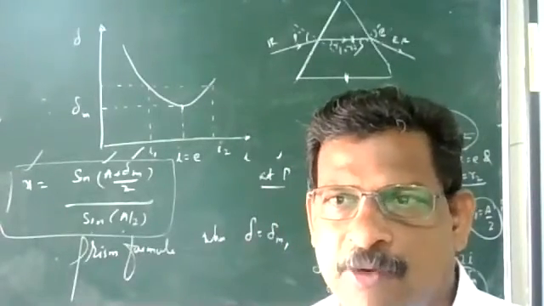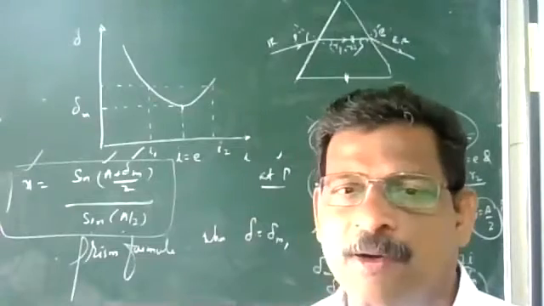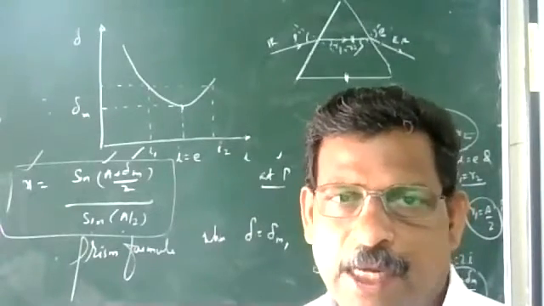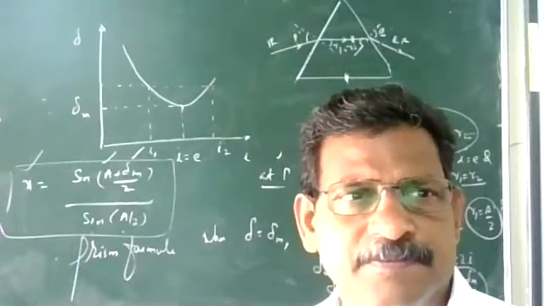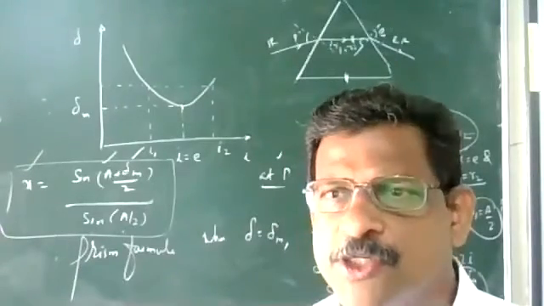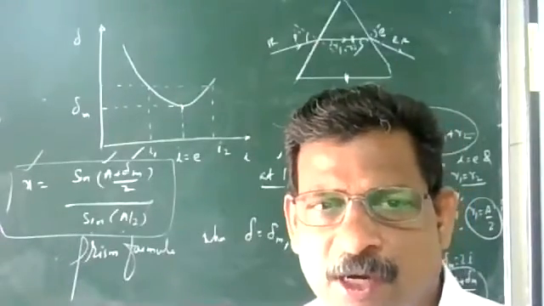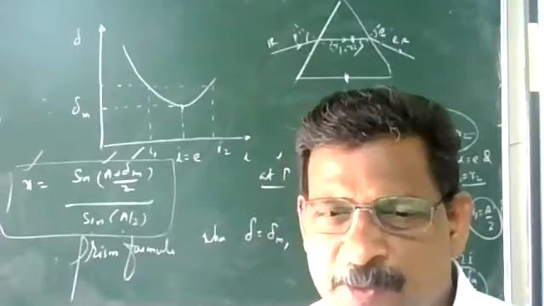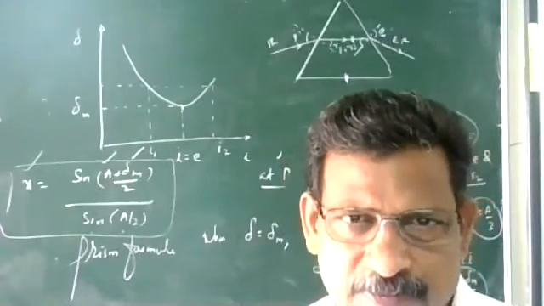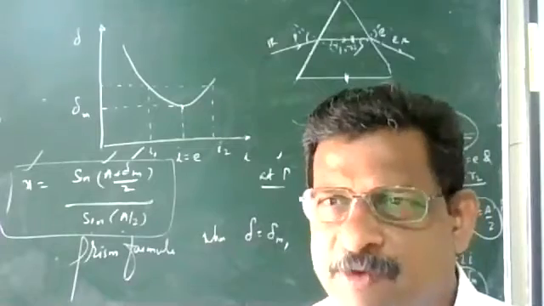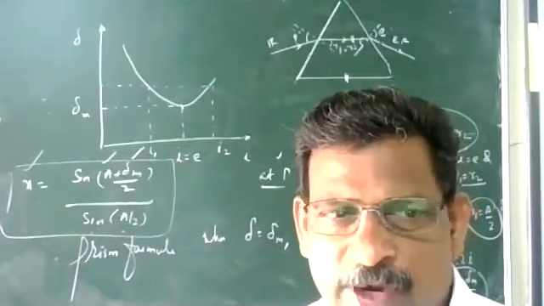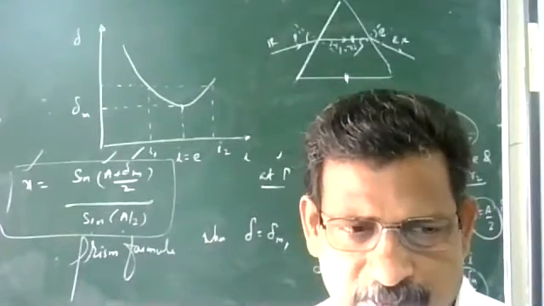Usually in the lab we give an equilateral glass prism. For an equilateral glass prism, what will be angle A? 60 degrees. Usually numericals are with the equilateral glass prism. Suppose the angle of prism is very small, for example 5 degrees, 6 degrees, 7 degrees. Then how will you find out the angular deviation?